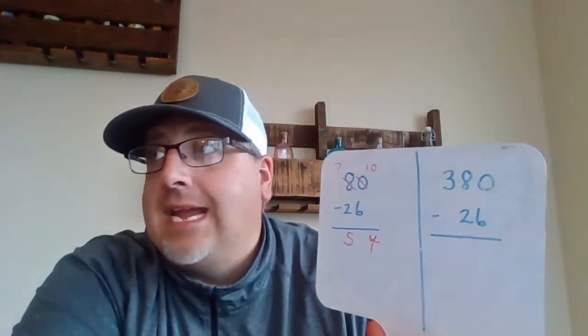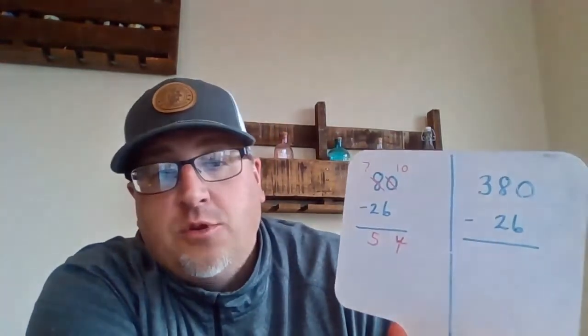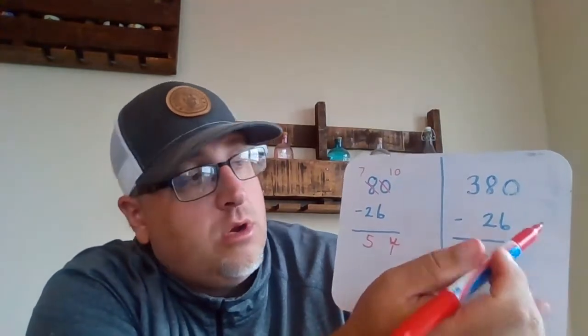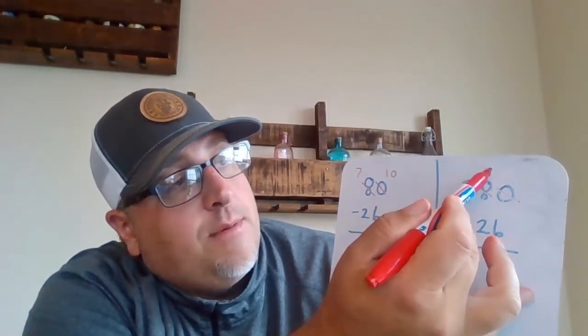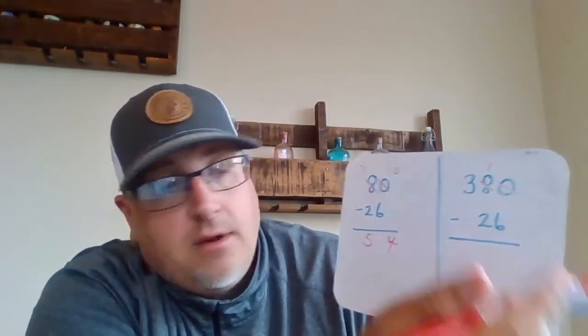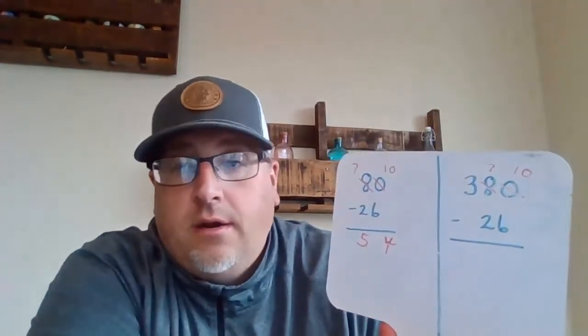We have 380 minus 26. Again, can't do anything here, so we're going to have to borrow over here. We're going to have to go to the 10 spot. We're going to have to borrow. So here, that 8, we're going to take 10 from it. That's going to become 7, and 10 over here. We're going to have 10 over there.